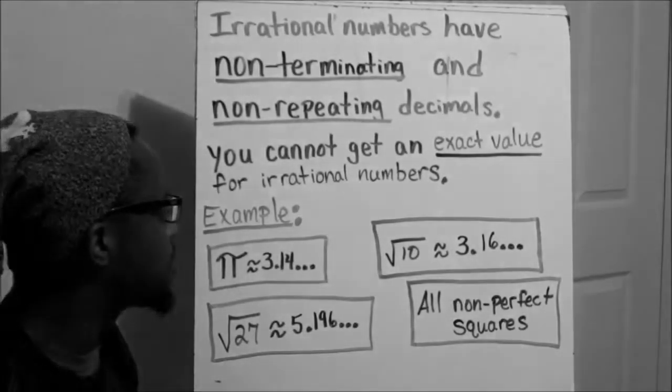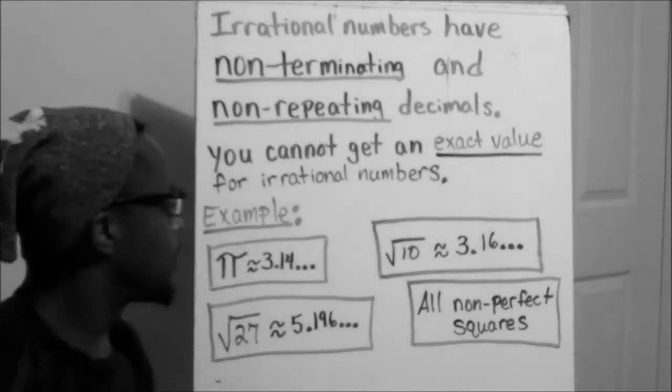All right, so some examples of irrational numbers we see in the mathematical world. One would be the number pi.